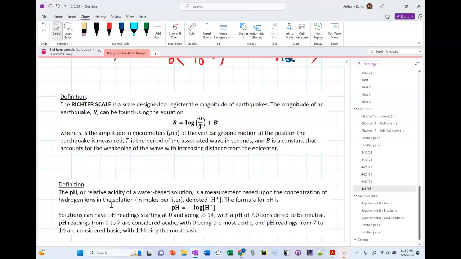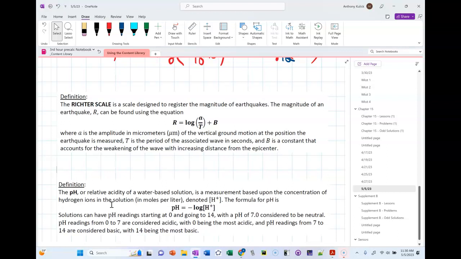T is the period of the associated wave. What does that mean? What's the period of the wave? So it's how long does it take to do one up and one down, right? You start off at level, it goes up, it goes down, it goes back to level. That's one period. So it's measuring how long. Again, A was up or down. A is how much up and down motion you have.